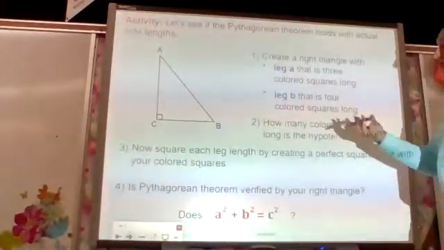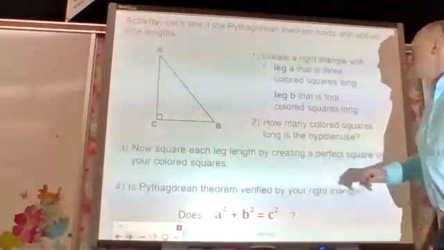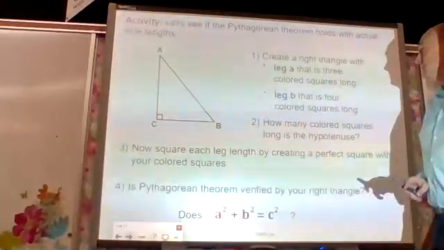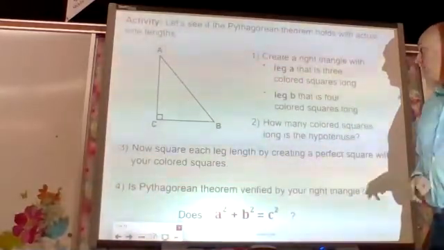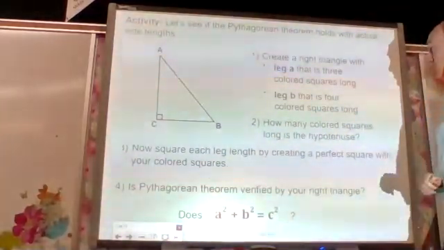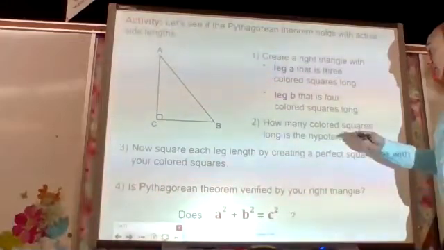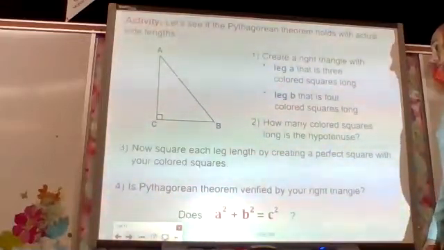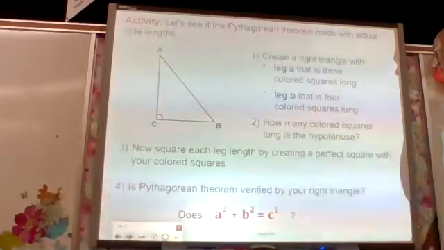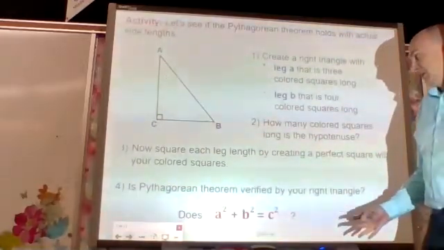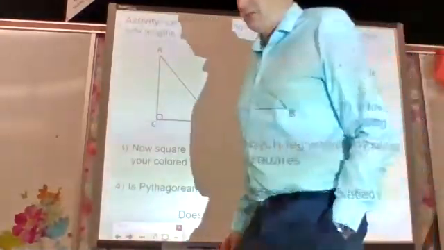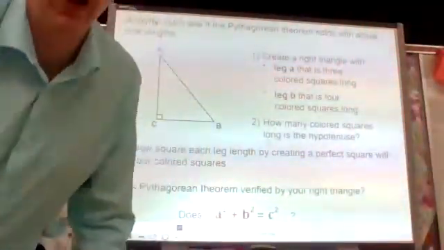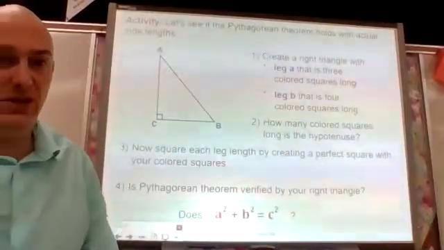Okay, let's actually try it out with several side lengths. So create a triangle with a leg a that is 3 colored squares long. Then create leg b, which is 4 colored squares long. How many colored squares long is the hypotenuse? Okay, well, how do we do that? We have to use squares as we have here.